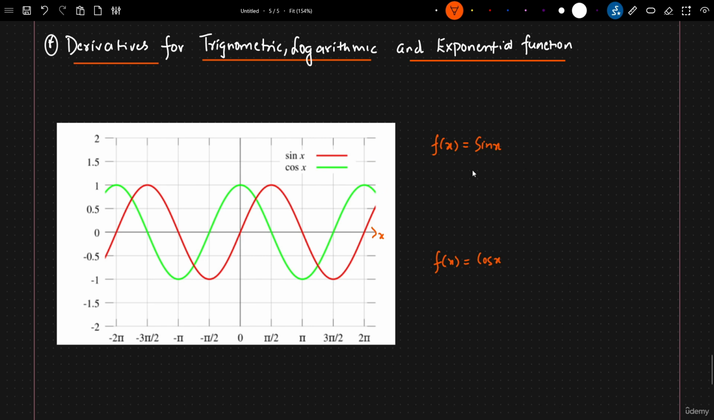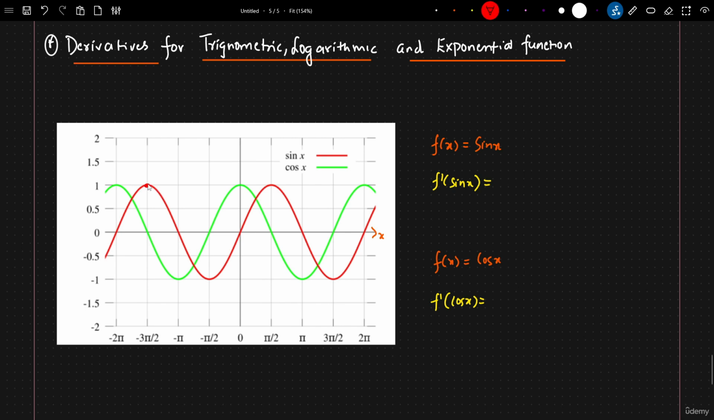Now let's observe any one of them, and our main aim over here is to calculate the derivative of sin x, and similarly the derivative of cos x. Let's focus on sin x right now. Let's consider some important points over here. So this will be one point that I really want to consider.